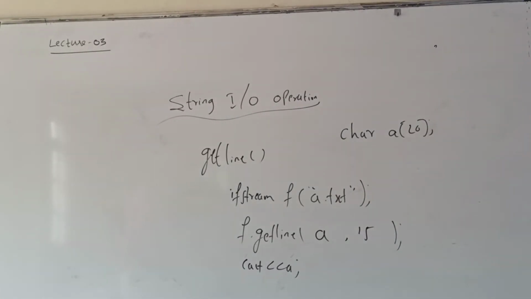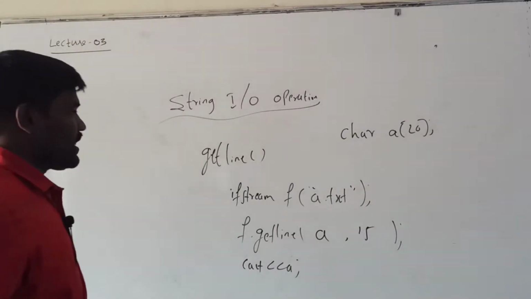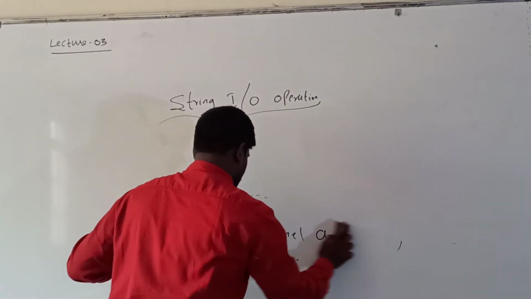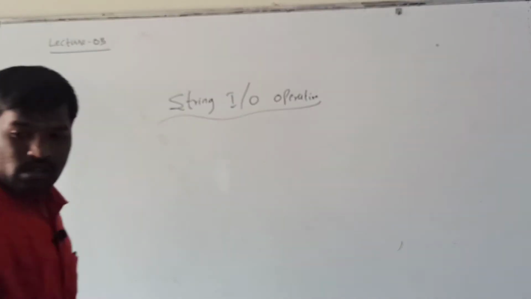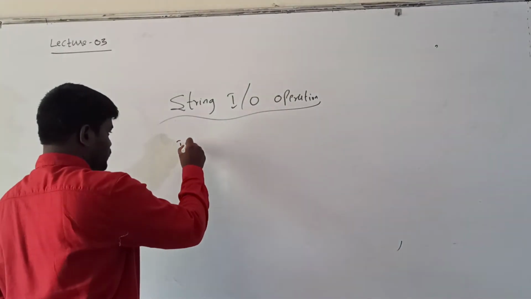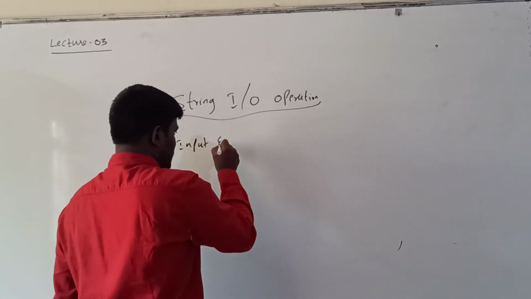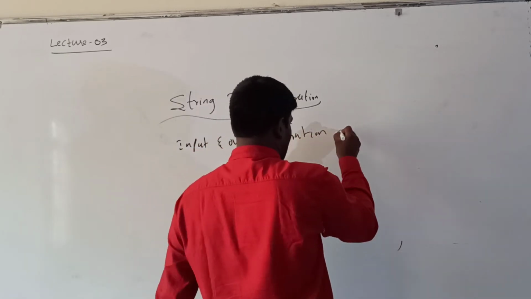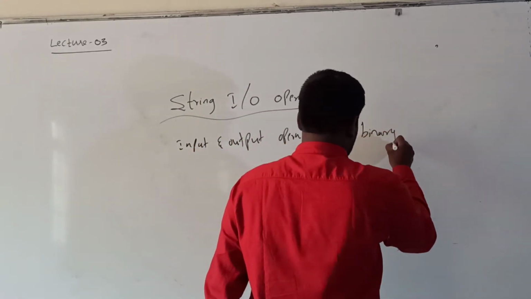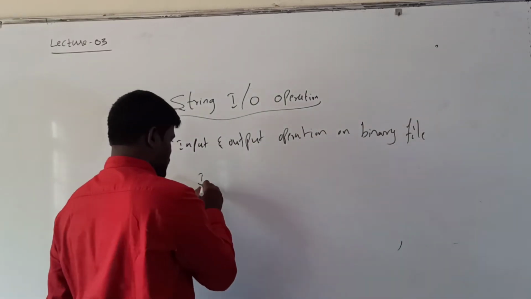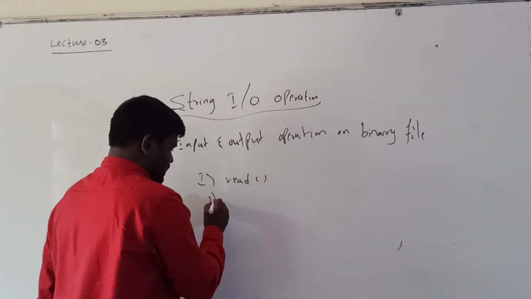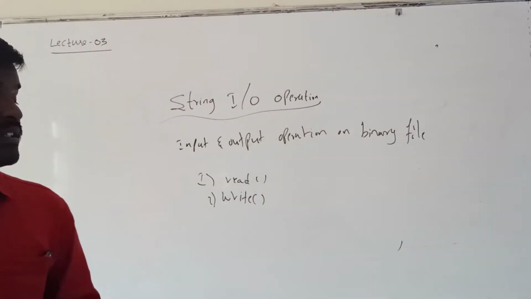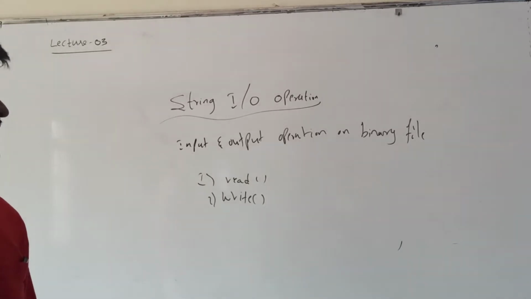Next is input output operation on binary file. First one is read, another one is write. Read and write. So these are the input output operations on binary files.